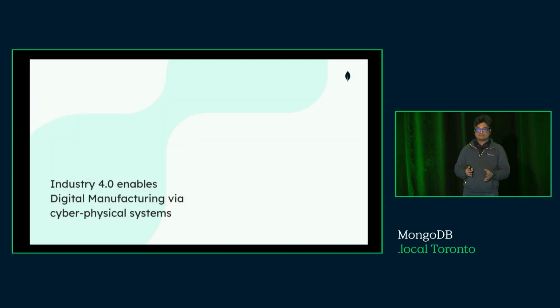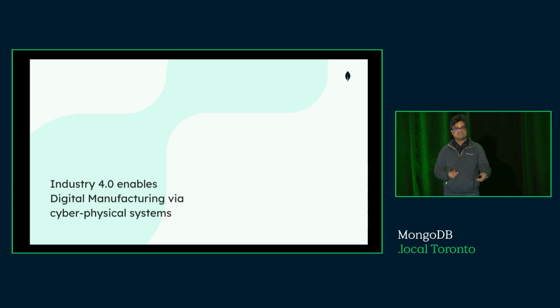So let's start with some basic definitions. Industry 4.0, or the fourth industrial revolution, is actually a concept that when applied correctly, enables digital manufacturing via cyber-physical systems. And cyber-physical systems are nothing more than computers running some software that take data from your equipment, from the machines on the manufacturing facility, store them, analyze them, and help you visualize the results of the analysis.